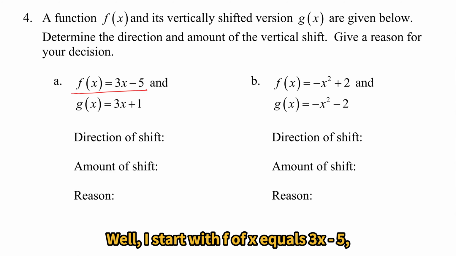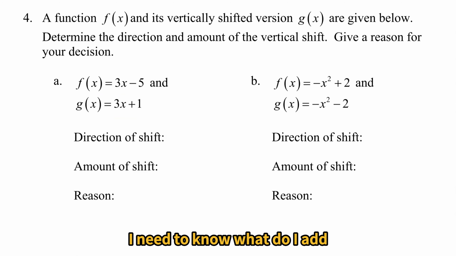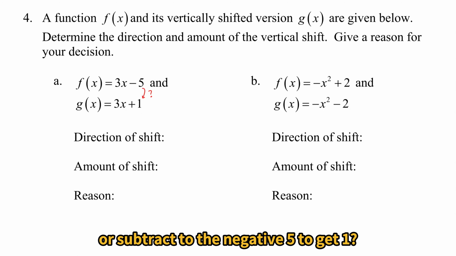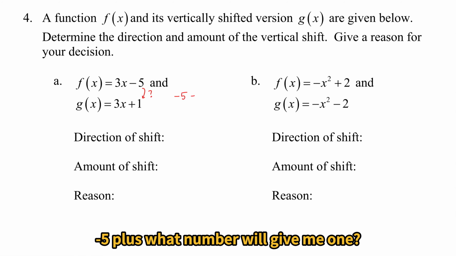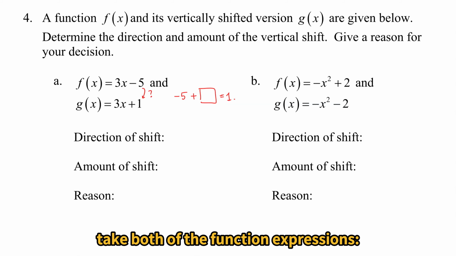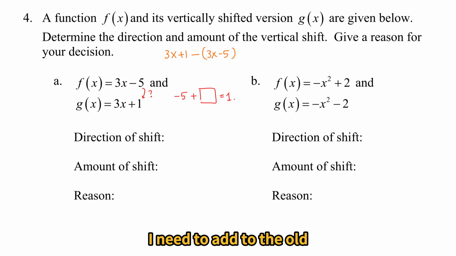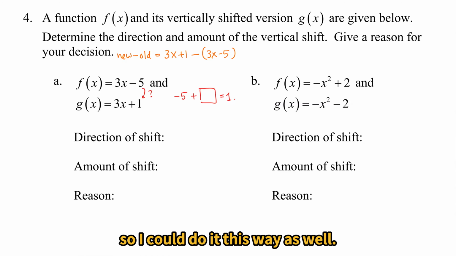Well, I start with f of x equals 3x minus 5, and I end up with g of x equals 3x plus 1. I need to know, what do I add or subtract to the -5 to get 1? So I'm asking the question, -5 plus what number will give me 1? Or another way to look at this same problem is to take both of the function expressions, the new function minus the old function, and this will tell me how much I need to add to the old to get the new. So I could do it this way as well.